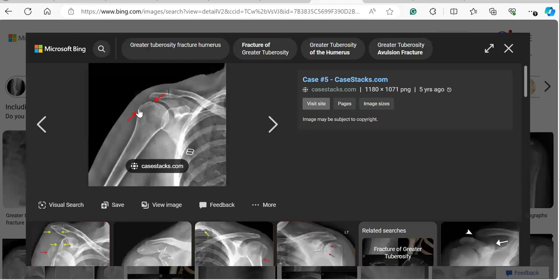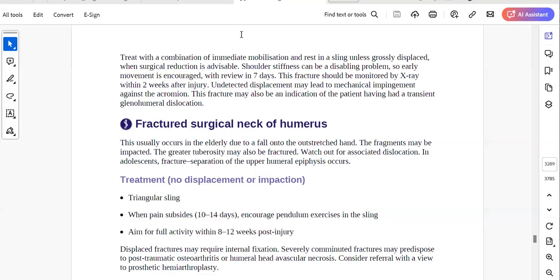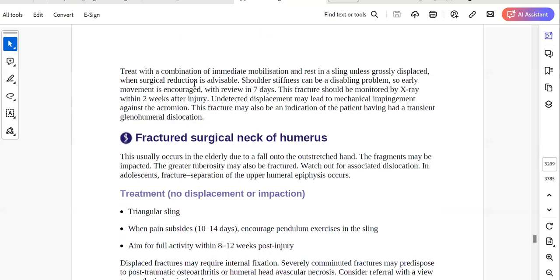See, this is the greater tuberosity of the humerus. If there is a fracture in that area, most of the time all you need to do is put the patient in a sling. And this is the neck of the humerus, sorry, and that's the shaft of the humerus. So for a greater tuberosity fracture, the treatment is mainly immobilization in a sling.